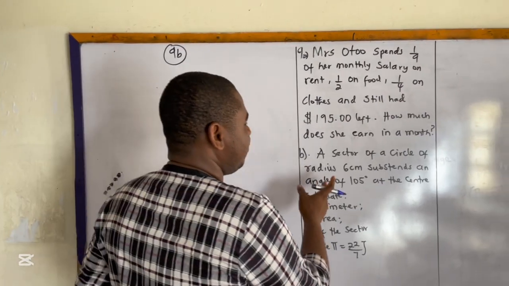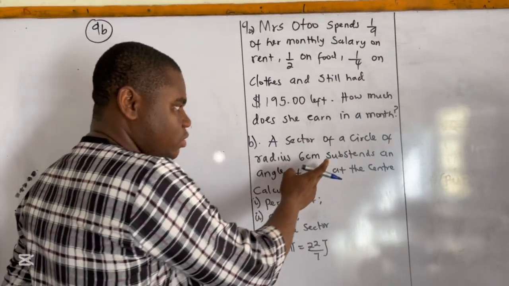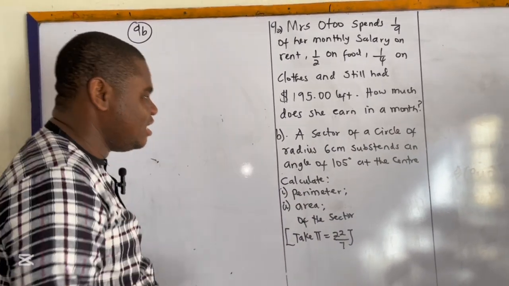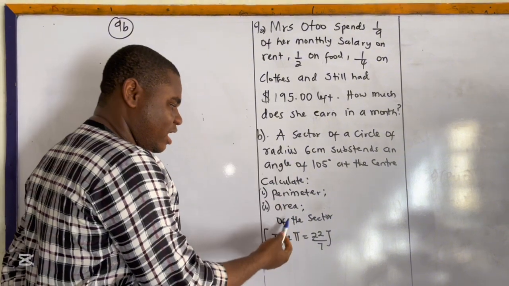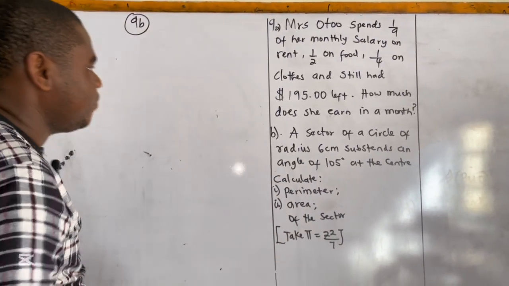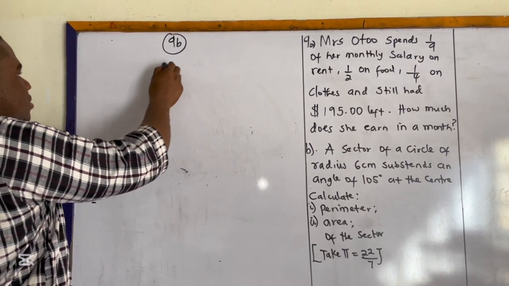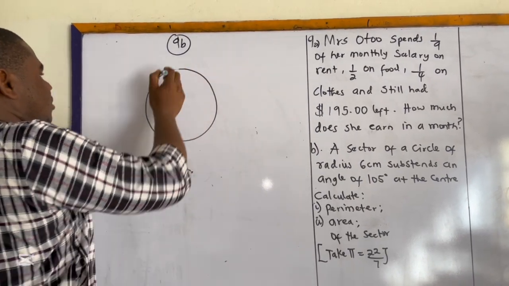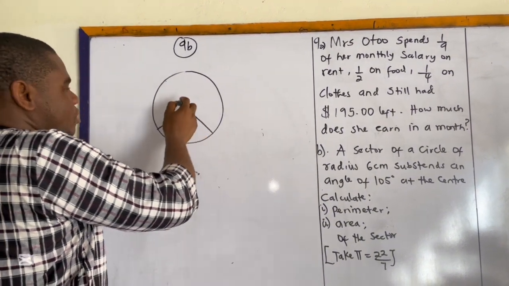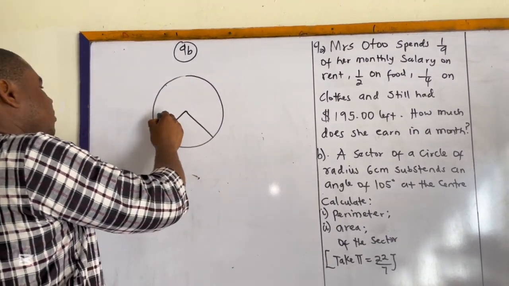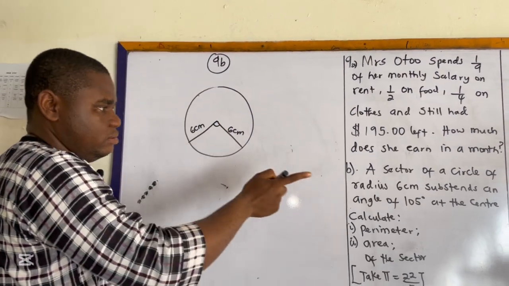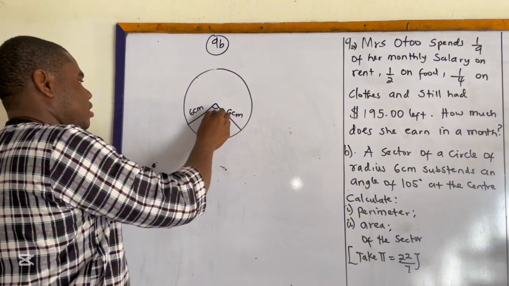Alright, for the B part, we have a sector of a circle of radius 6 that subtends an angle of 105 degrees at the center. So we have to calculate the perimeter and the area of the sector. So pi will be 22/7. Alright, so now let's draw the circle, surrounded by an arc. So we have the radius is 6 cm. So the angle here is 105 degrees.